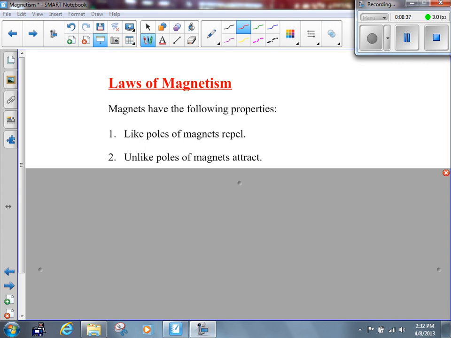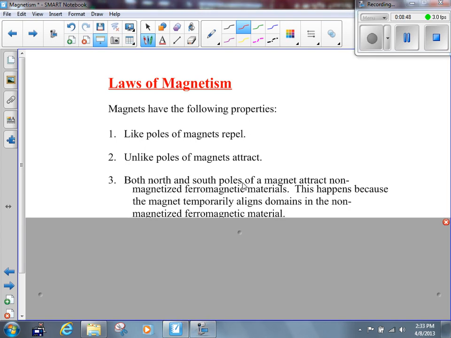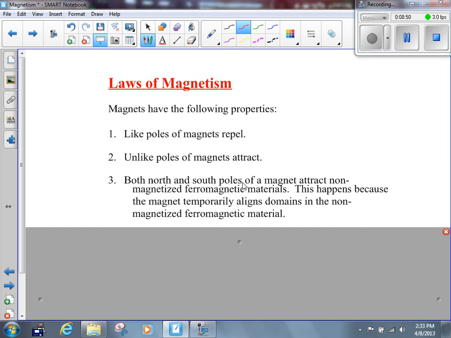So magnets will attract not all non-magnetized materials, but all non-magnetized ferromagnetic materials. Both north and south poles of a magnet will attract non-magnetized ferromagnetic materials. Ultimately, you need a ferromagnetic material because you need domains to be aligned. You can't have domains aligning themselves if you have a material that doesn't have domains.